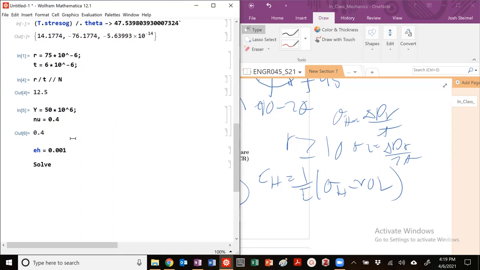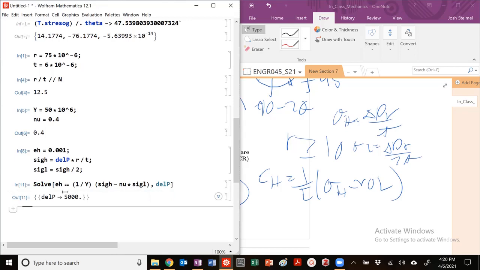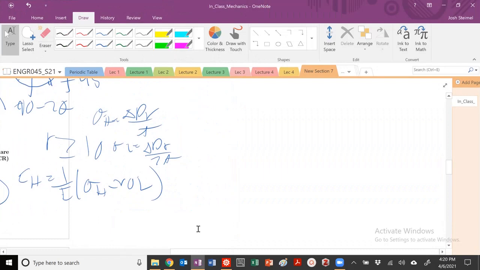I know the rest of those values. So I'm going to set epsilon H equal to 1 divided by E times, and actually let me define, sigma H equals delta P times R over T. My sigma L equals sigma H divided by 2. So we know those. I'm going to do sigma H minus nu times sigma L and solve for delta P. So my delta P is 5,000 pascals, because I've converted everything into pascals here. So 5,000 pascals.